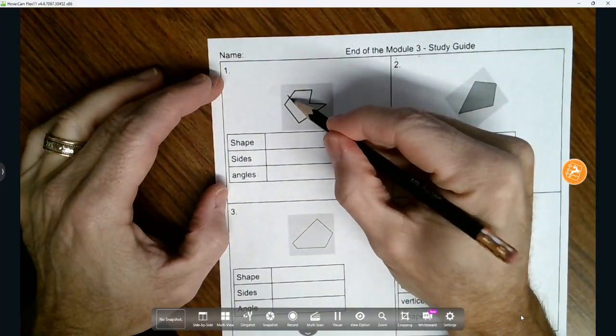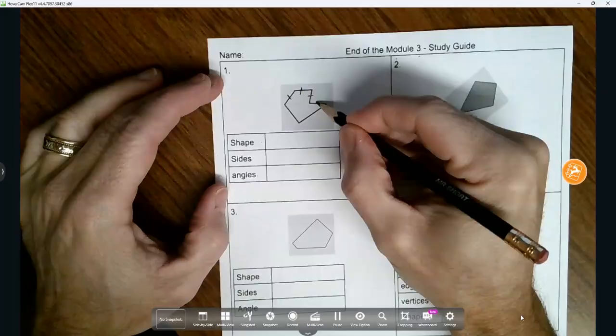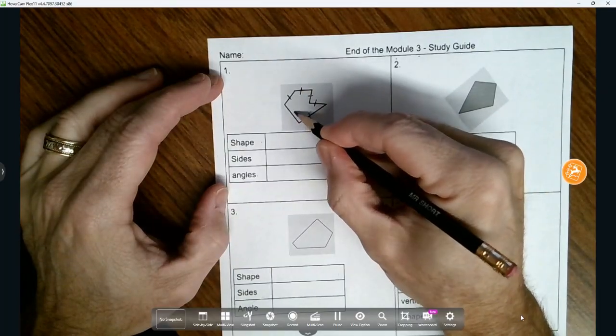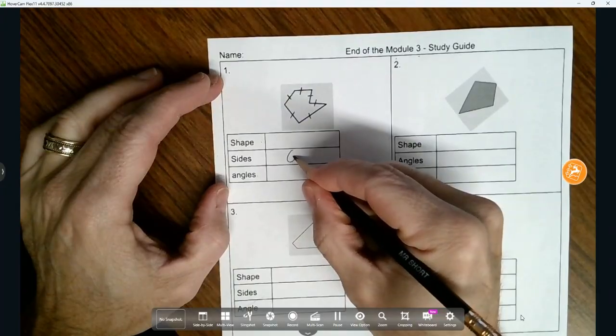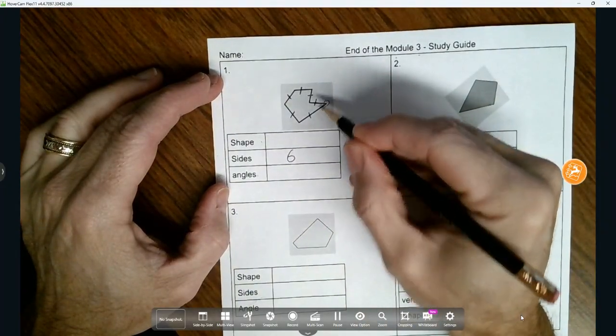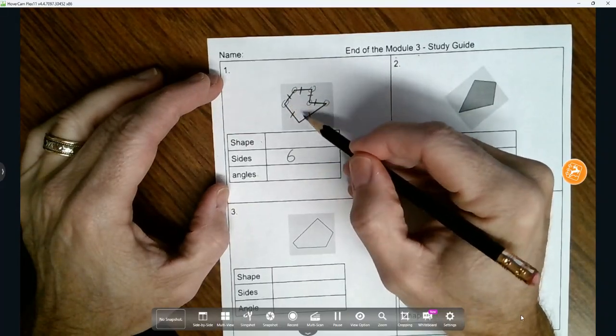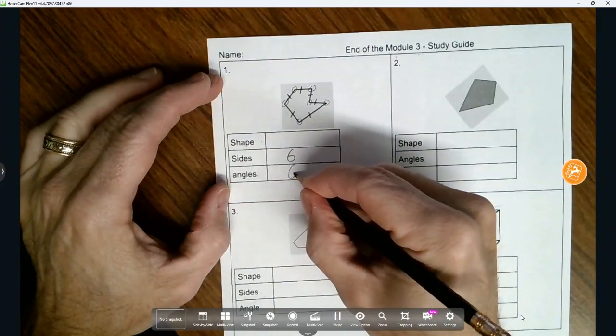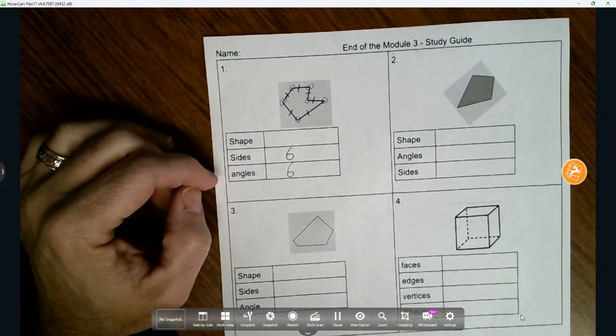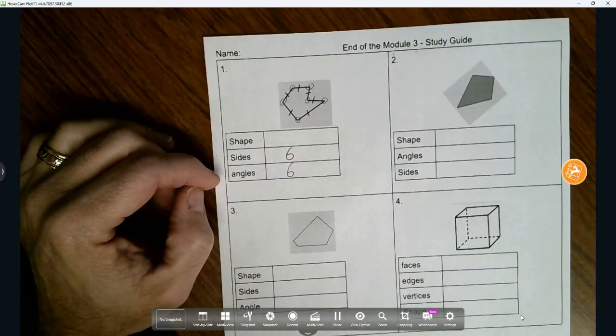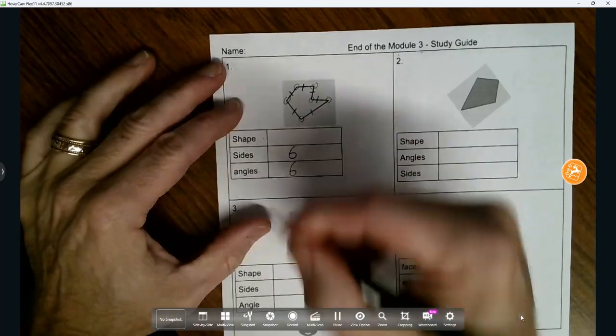We have 1, 2, 3, 4, 5, 6. 6 sides. And angles, 1, 2, 3, 4, 5, 6. 6 angles. So we have 6 sides. Even though it might not look like all the other shapes with 6 sides, it still has 6 sides. So 6 sides gives us what kind of shape? What is it? A hexagon.